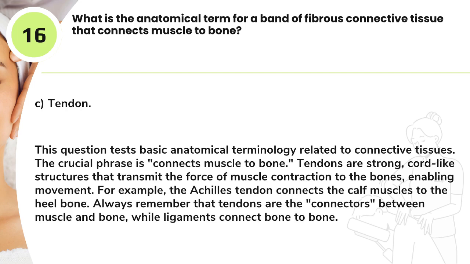Answer: C. Tendon. This question tests basic anatomical terminology related to connective tissues. The crucial phrase is "connects muscle to bone." Tendons are strong, cord-like structures that transmit the force of muscle contraction to the bones, enabling movement. For example, the Achilles tendon connects the calf muscles to the heel bone. Always remember that tendons are the connectors between muscle and bone, while ligaments connect bone to bone.